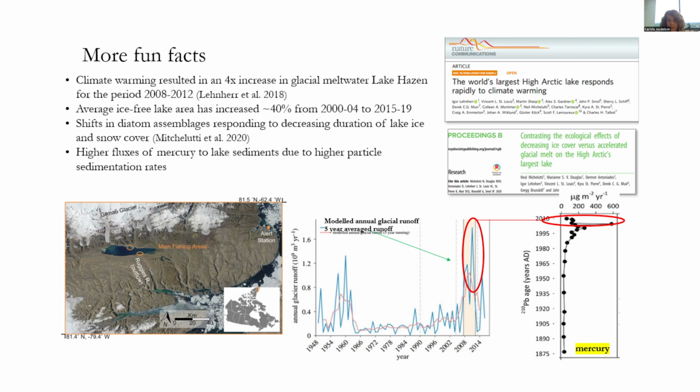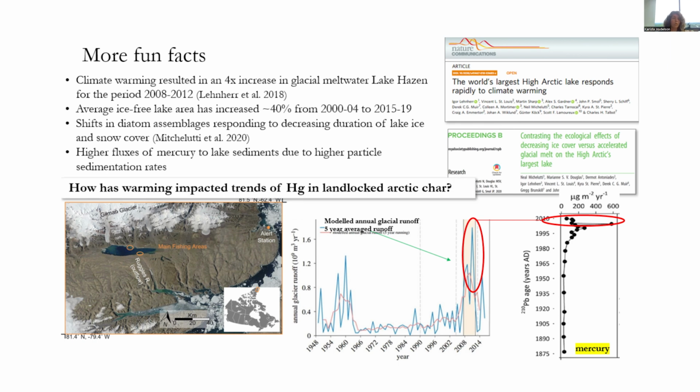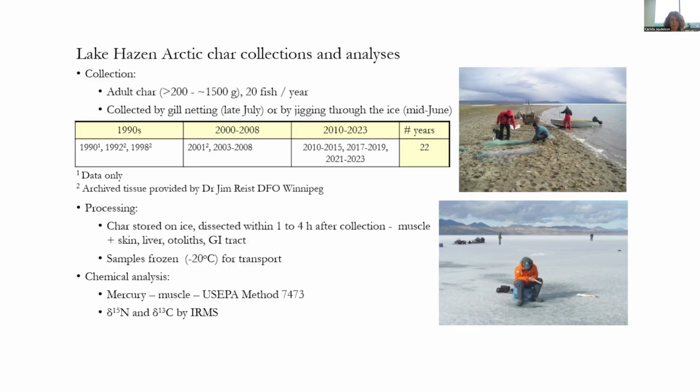So here we can see a figure showing the modeled annual glacier runoff and how that's corresponding to mercury deposition in the lake sediments. So this is relevant for us because we're interested in how all of this warming and all of these phenomena that we're seeing around Lake Hazen have impacted the trends in mercury in our Arctic char. Oh, and I should mention that they are landlocked Arctic char, so they're not migrating to the sea.